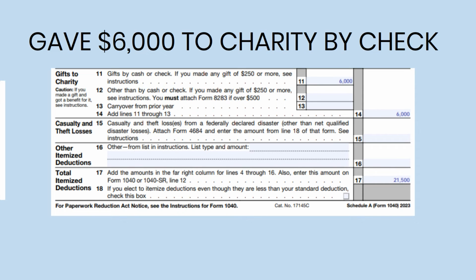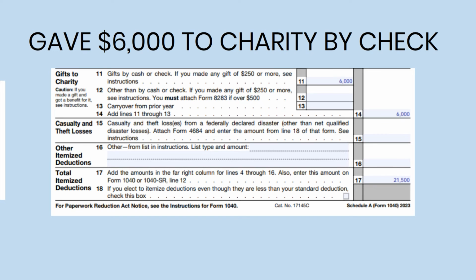If the amount on line 11 was limited, then you could carry it over to the next year. Generally speaking, you have 5 years to use that up. On line 14, add lines 11 through 13 together. In our example, we will leave line 15 and 16 blank, as we do not have a casualty and theft loss, and we don't have any other itemized deductions.